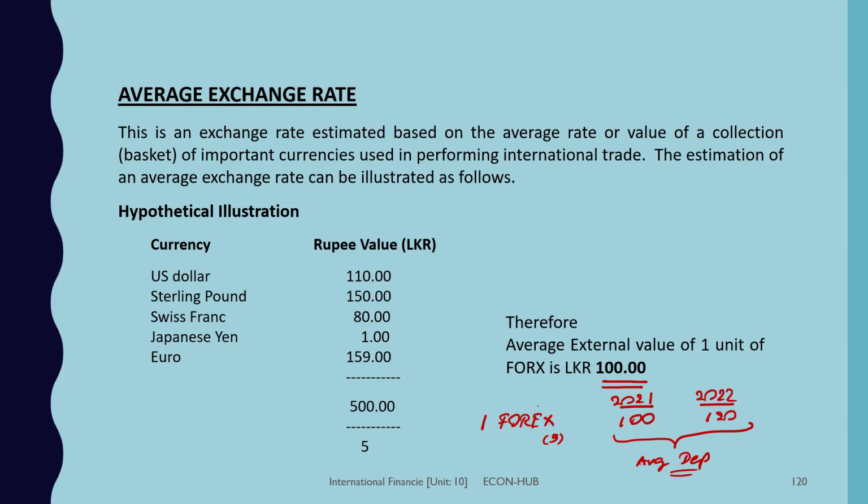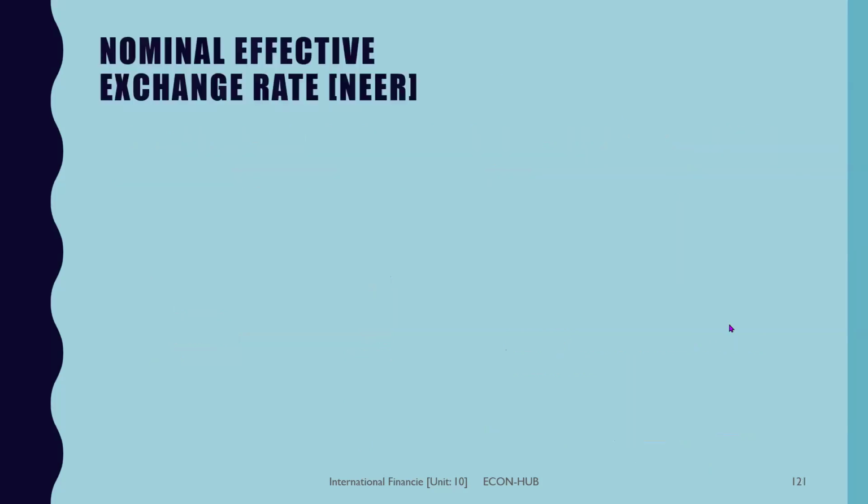A method of taking the weighted average and calculating the exchange rate as an index for a basket of 5 currencies or for a basket of 24 currencies is called the nominal. Now we bring another word, effective. What is the word? Effective. Nominal effective exchange rate. What is it called? Nominal effective exchange rate.